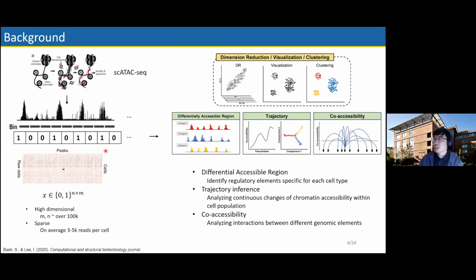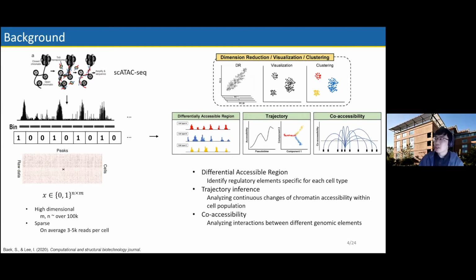The entire dataset can then be an n by m matrix with n cells and m peaks after peak calling. The matrix is usually very high dimensional. Both m and n can go over 100,000. So it's very high dimensional, and also it's a sparse matrix. So it's nearly impossible to directly interpret the raw data.